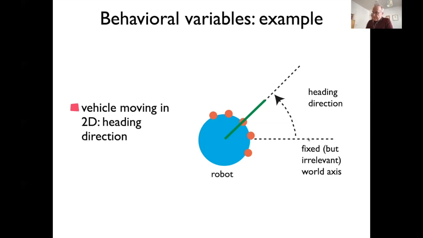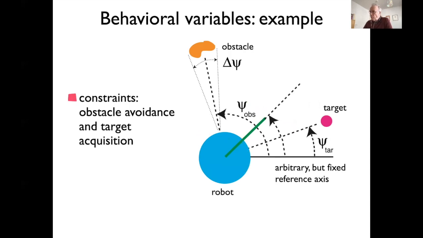So this is a good variable, and one reason why it's a good variable is because it allows us to express constraints on the path planning. So the two constraints we'll consider is target acquisition, that is moving in the direction of some desired object. Let's say this is a target object, and then the angle from this world axis to that object, that will be the heading that is desired. That will be the heading that would take you to the target.